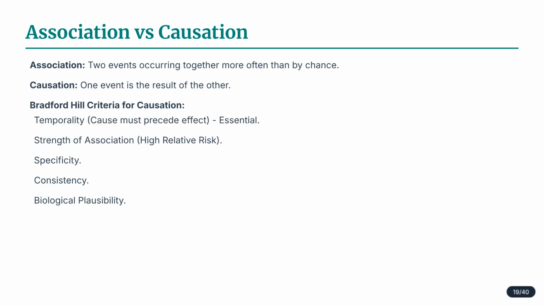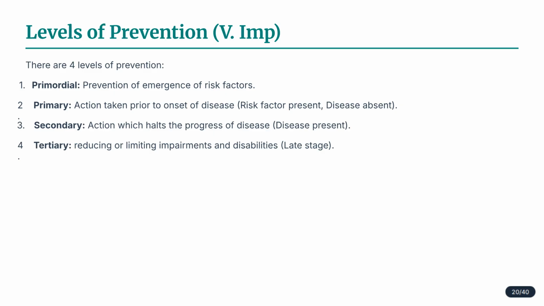The Bradford-Hill criteria, including temporality and strength of association, are used to judge causation. There are 4 levels of prevention. Primordial prevention prevents the emergence of risk factors. Primary prevention acts before disease onset. Secondary prevention halts disease progress. Tertiary prevention reduces disability and impairment.